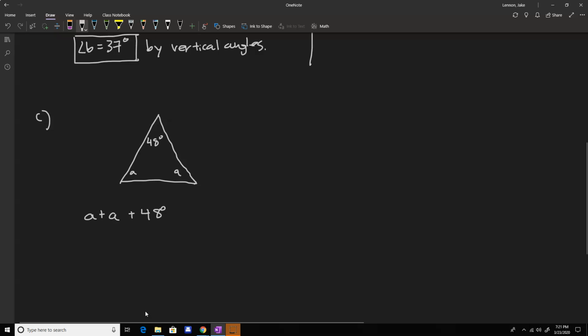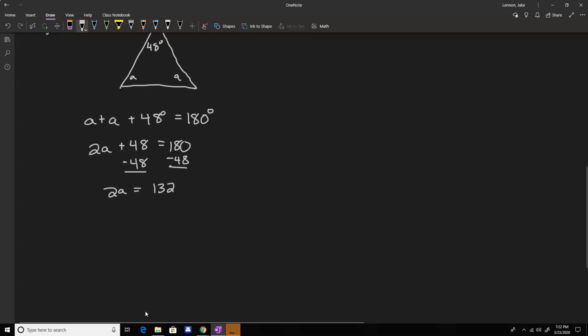So if the top angle has measure 48 degrees, again, we know A plus A plus 48, if you add all three angles, they have to add up to 180 degrees. So basically that tells me 2A plus 48 has to equal 180. And then I can subtract 48 and divide by 2. So I know 2A is equal to 132. And then I divide by 2. So we get A is equal to 66 degrees. So both of those base angles have measure 66.